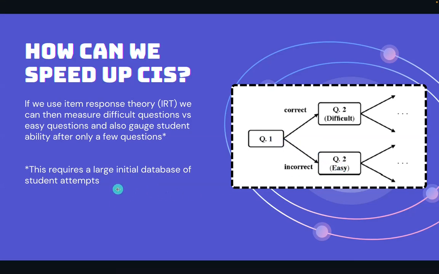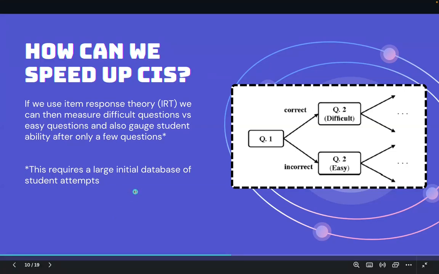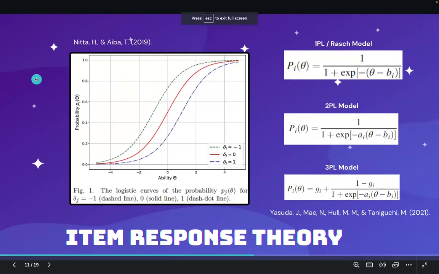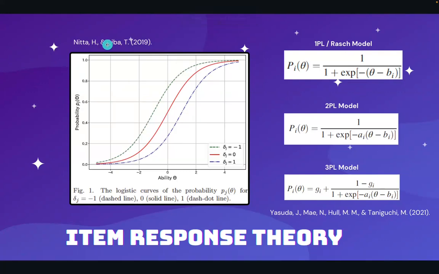However, one of the limitations with this is that we require per cohort, or let's say per university, an initial database of about 1,000 students. In terms of item response theory, Nita and Iber have used what's known as the one-parameter logistic response, or known as the Rasch model.